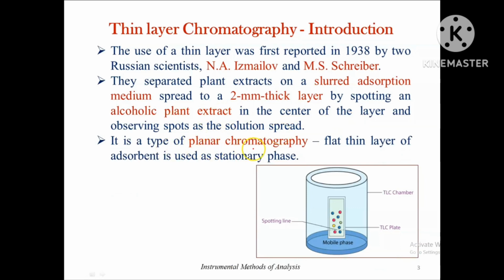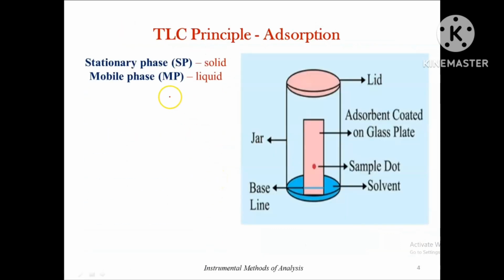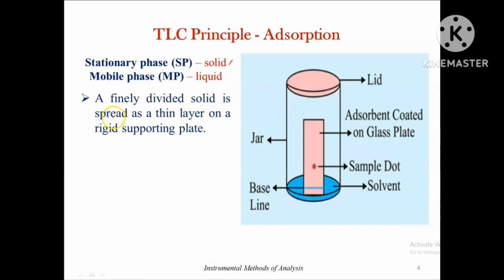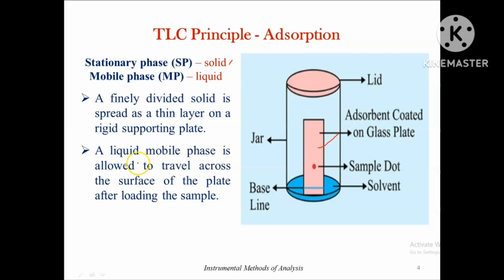TLC is a type of planar chromatography in which a flat thin layer of adsorbent is used as the stationary phase, and the principle is based on adsorption. So a solid stationary phase and a liquid mobile phase are used in TLC. A finely divided solid is spread as a thin layer on a rigid supporting plate, and a liquid mobile phase is allowed to travel across the surface of the plate after loading the sample.